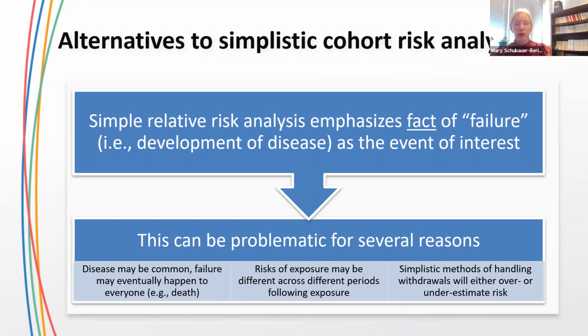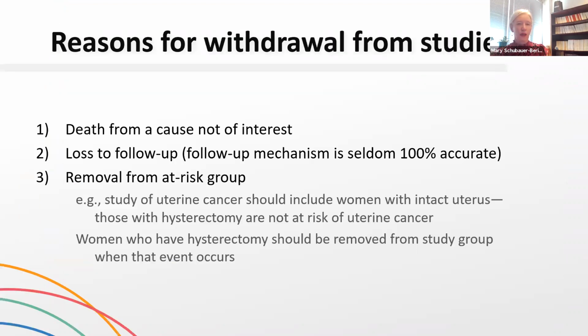Another problem is that risks of disease following exposure may be different across different periods of time after exposure. And the simplistic calculations don't allow you to capture that temporal pattern. In addition, simplistic methods of handling withdrawals will either overestimate or underestimate risk. And what are these reasons?